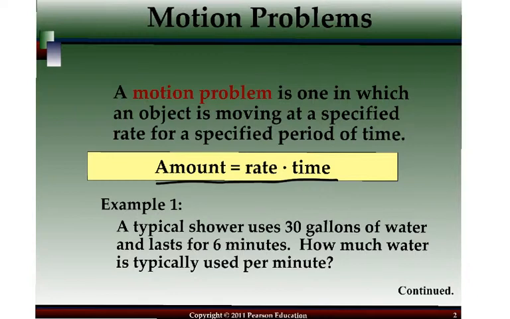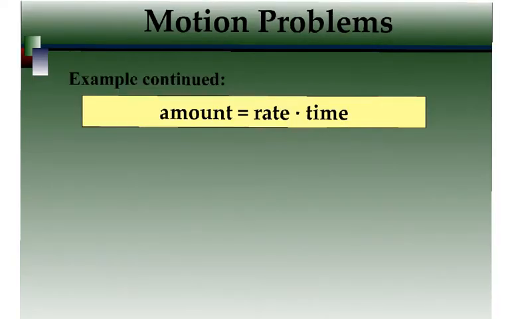Example 1: a typical shower uses 30 gallons of water and lasts for 6 minutes. How much water is typically used per minute? So what we're looking for here, how much water is typically used per minute, means we are looking for the rate in this formula. We have the amount, that's going to be our 30 gallons, that's A. And we have the amount of time that the shower is running, 6 minutes. So let's go to the next slide and solve this out.